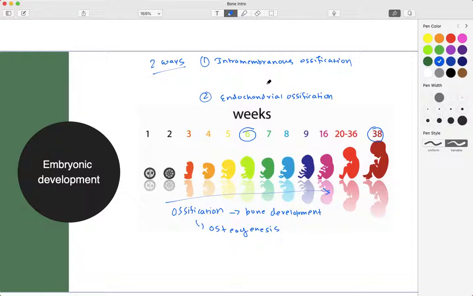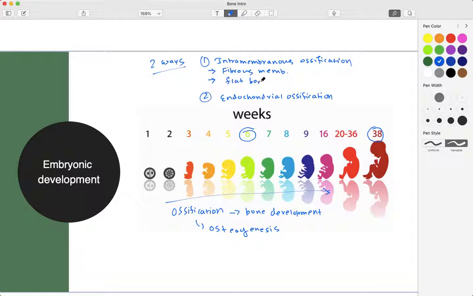Now, intramembranous ossification occurs in the first few months after birth. Remember that the development of intramembranous ossification occurs from the fibrous membrane. The fibrous membrane is very important for this. And intramembranous ossification is going to give rise to flat bones.